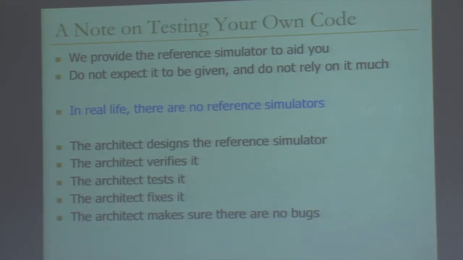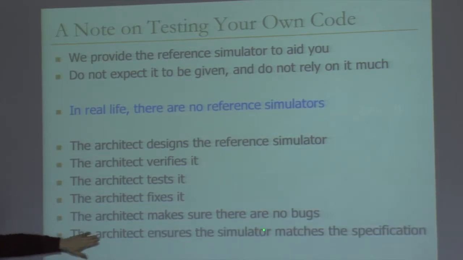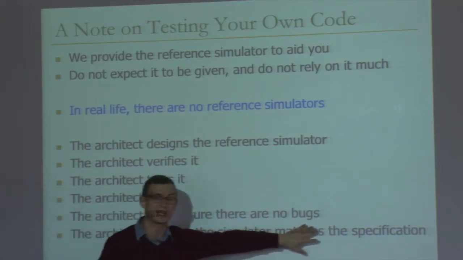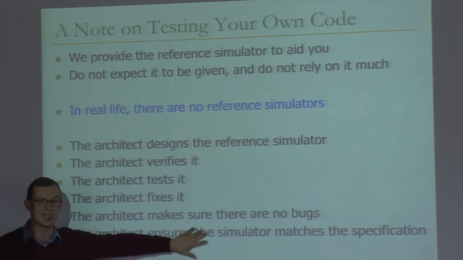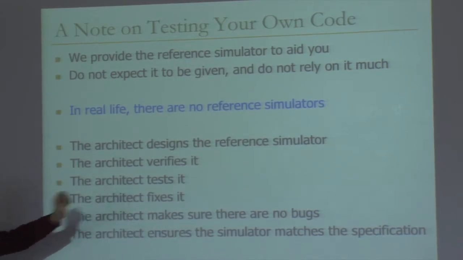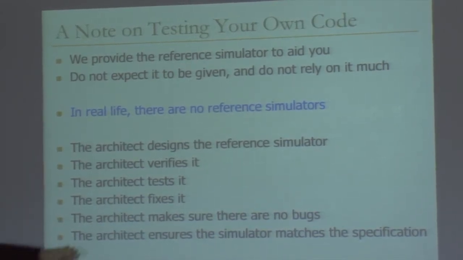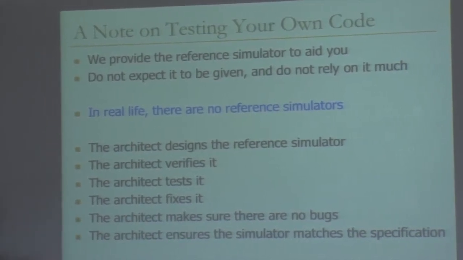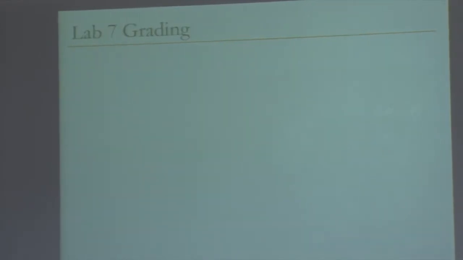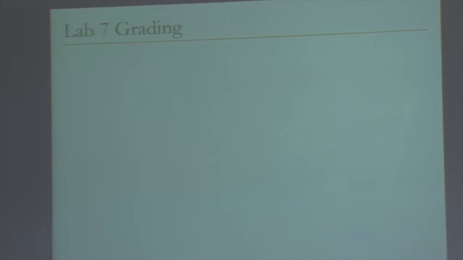Even though we give you reference simulators, that's for your aid. The architect also ensures the simulator matches the specification. And this is an iterative process. All of this needs to be done while you're designing the simulator. And you may change the specification also as an architect. That's what you're not allowed to do in this course. We give you the specification, unfortunately. Otherwise, there's no way to grade, right? But if you're the architect at Intel or AMD or NVIDIA or Qualcomm or one of those companies, ARM, this is what you do, basically, with the performance models. Okay?